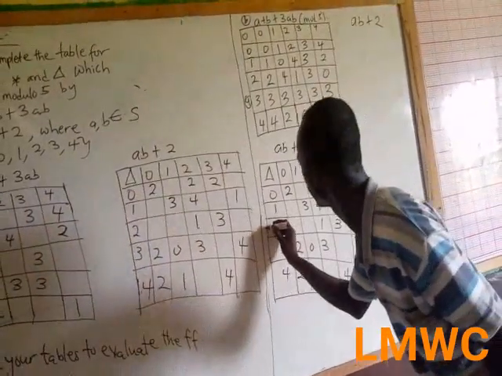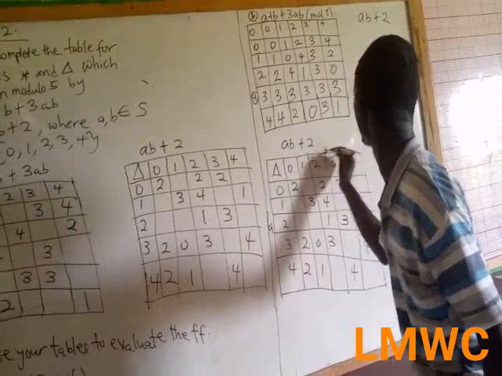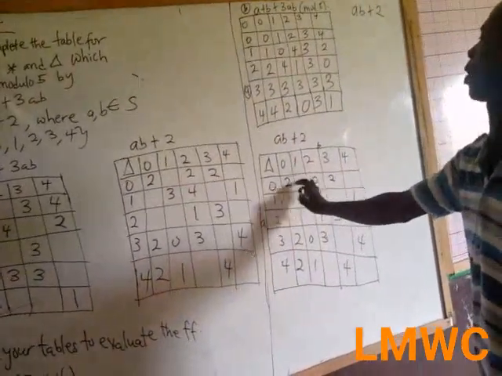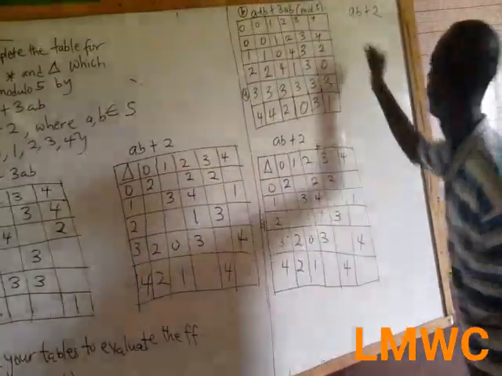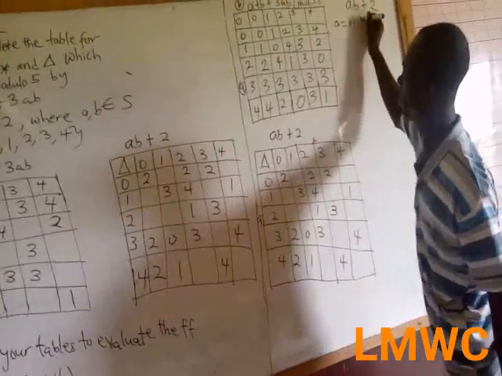As I always say, this is A and this part is B. So let's work out for the 0 row. When A is equal to 0, B is what?